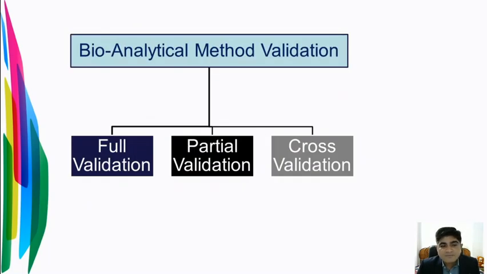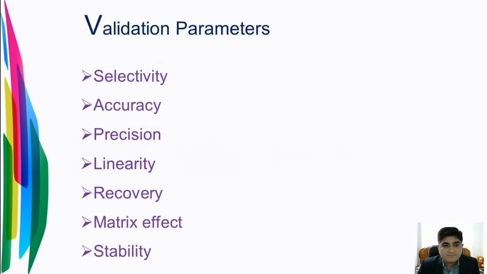Bioanalytical method validation, we can say, has three parts. When we are doing it the first time, full validation is required. When we are making a minor change in the range or some experiments are required, we can perform partial validation. Like partial validation, we can also perform cross validation. Sets of conditions are defined in the guideline for when we have to go for full validation, partial validation, and cross validation, which we will discuss in the next video.